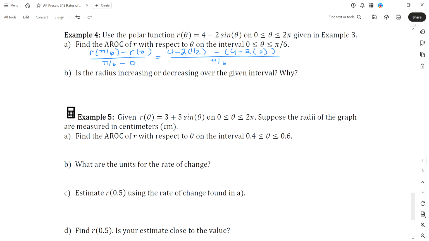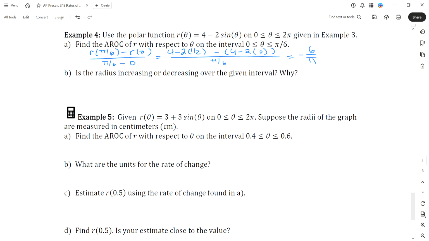Let's calculate this. 4 minus 1 is 3. 3 minus 4 is -1. Answer: -6 over pi. So we can do this with any of those other types of functions that we've learned about this year.